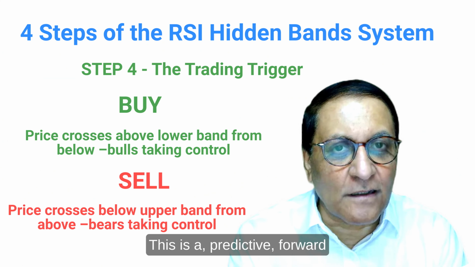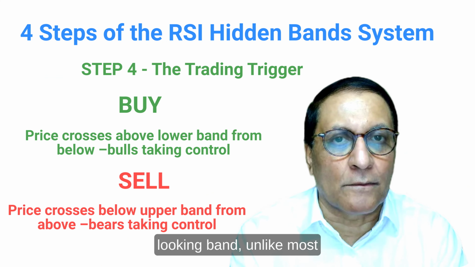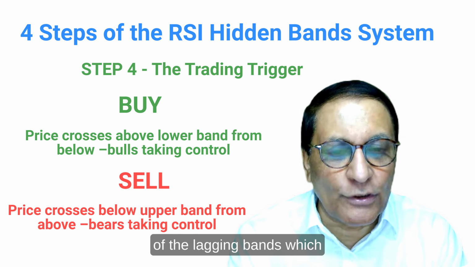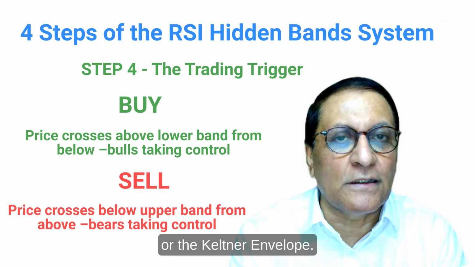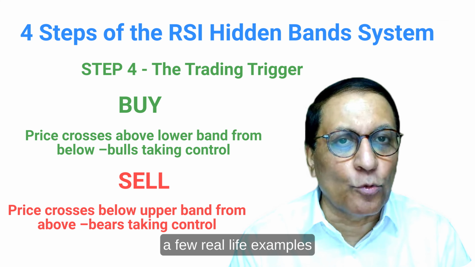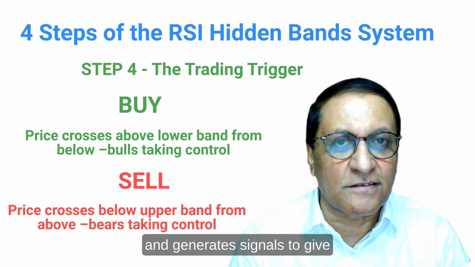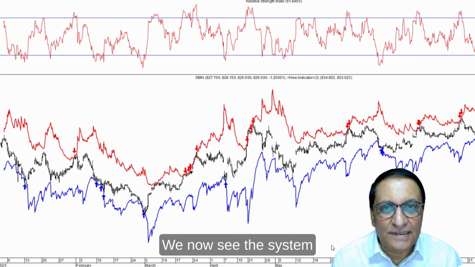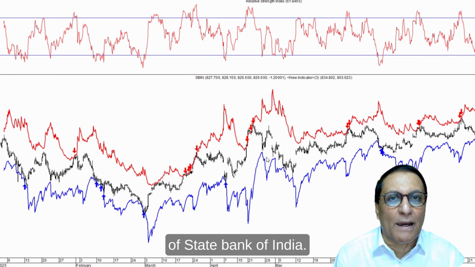Effectively, this is a predictive forward looking band, unlike most of the lagging bands which have been studied earlier, like the Bollinger Band or the Keltner envelope. We now move on to study a few real life examples of how this band works and generates signals to give us immense profits. We now see the system in action on the hourly chart of State Bank of India.